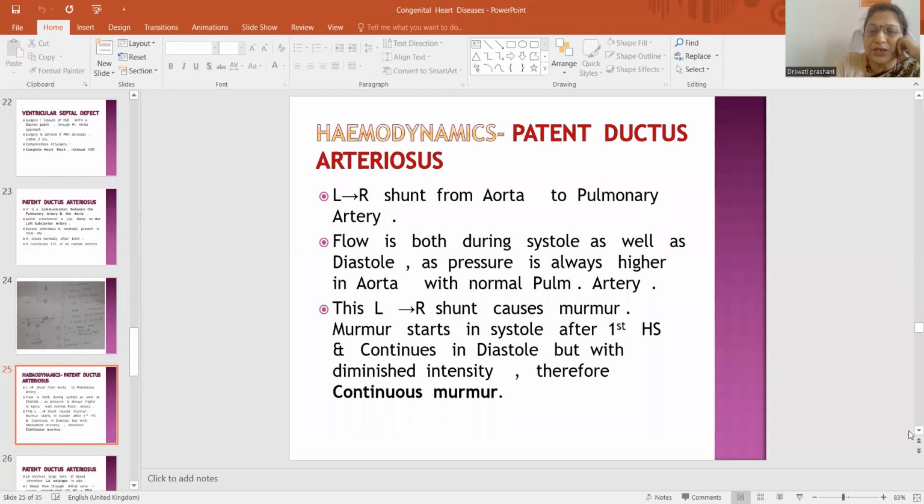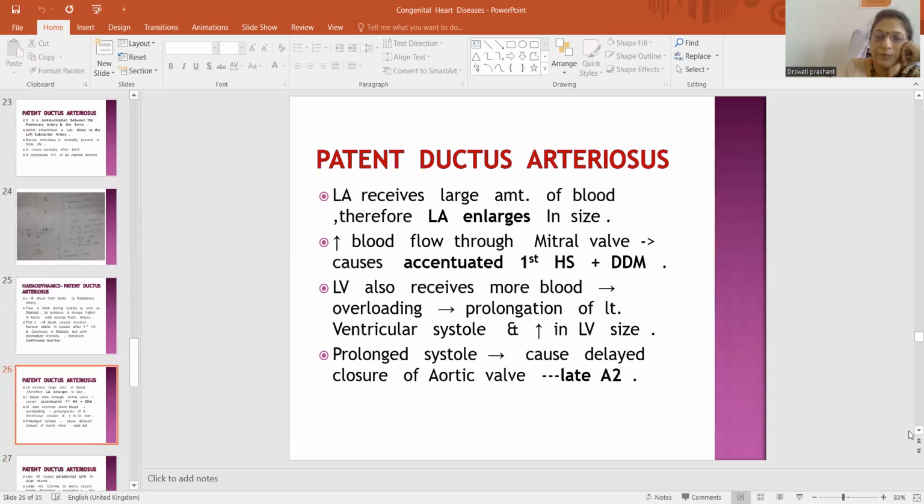There is a left to right shunt from the aorta to the pulmonary artery. Flow is both during systole as well as diastole, as pressure is always higher in the aorta than in the pulmonary artery. This left to right shunt causes a murmur in systole as well as diastole. Therefore, it is a continuous murmur.